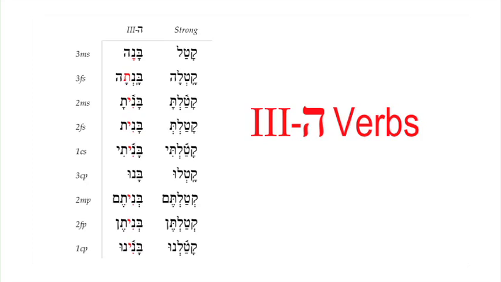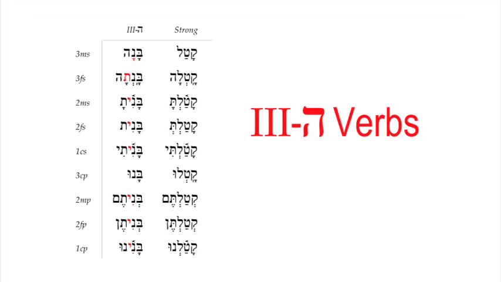Here you will see on your screen that the hay didn't drop out in the 3FS form. Rather, it's strengthened to a tau. Now, you've seen hay strengthened to tau with nouns: with nouns that end in hay and you add a pronominal suffix to them, and with nouns that end in hay in the construct state. The same thing occurs here. In order to add the 3FS perfect sufformative qamets hay to the third hay verb bana, the hay of the verbal root must first be strengthened.